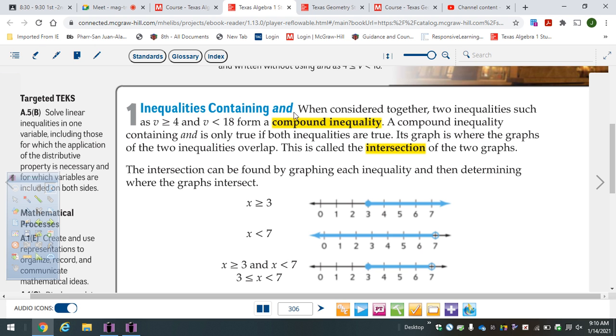Okay, inequalities contain and when considered together. Two inequalities such as v is greater than or equal to 4 and v is less than 18 form a compound inequality. A compound inequality containing and is only true if both inequalities are true. Its graph is where the graphs of the two inequalities overlap. This is called the intersection of the two graphs.